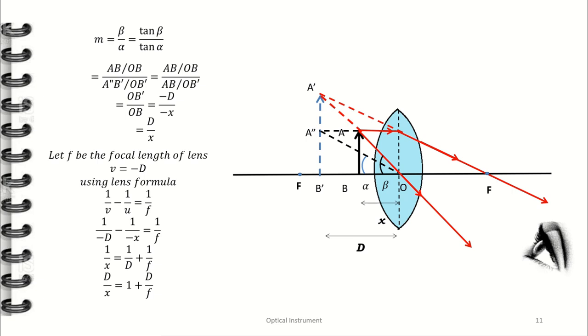On multiplying by d on left hand side as well as on right hand side, we obtain d upon x equals 1 plus d upon f. Hence, the magnifying power formula for a simple microscope where the image is obtained at least distance of distinct vision will be m equals 1 plus d by f.